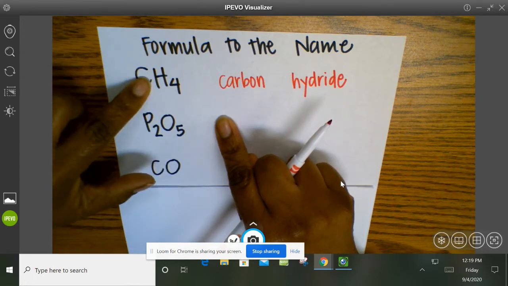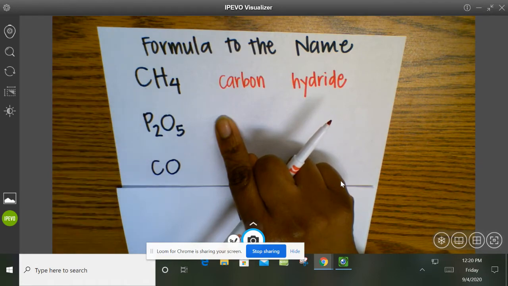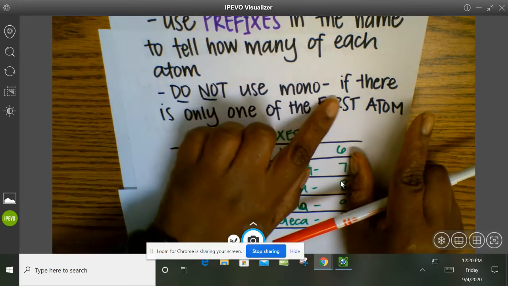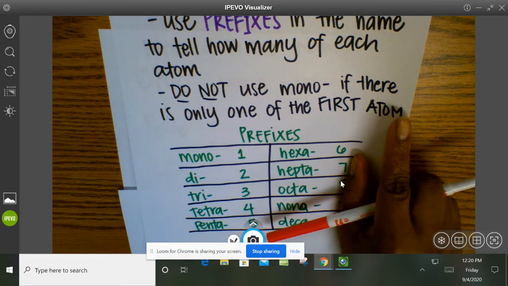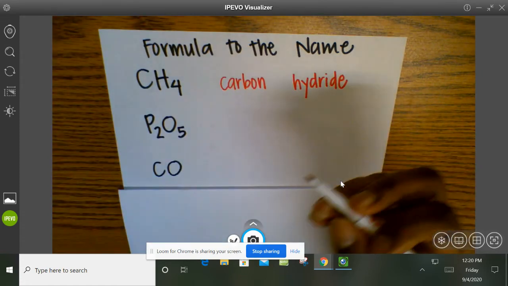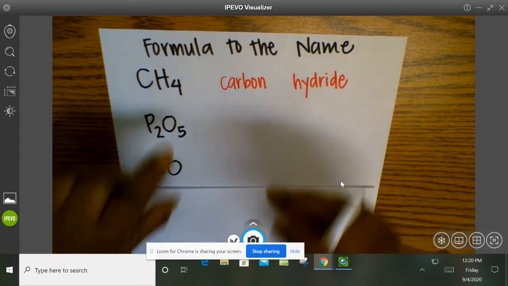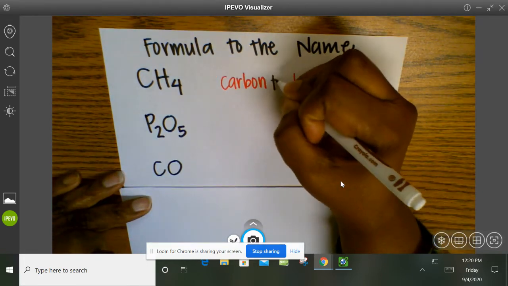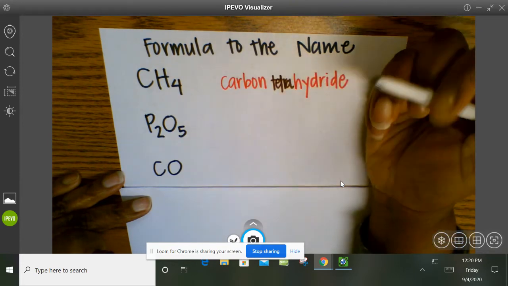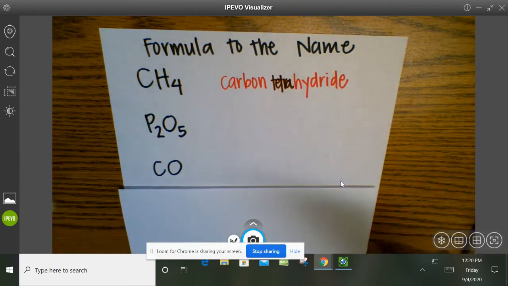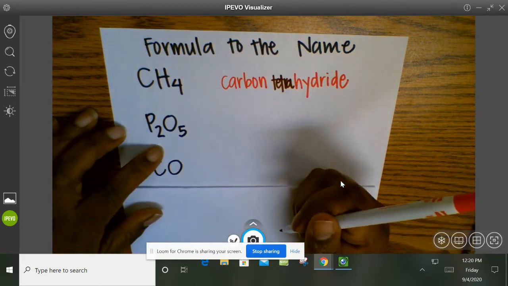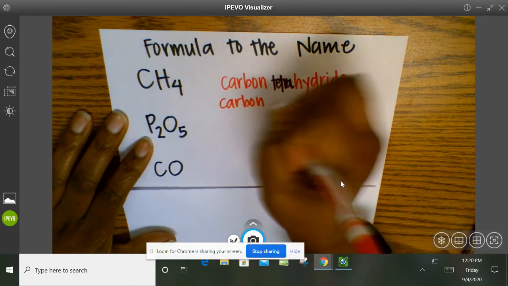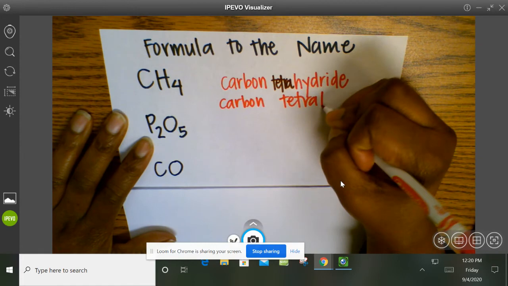There's no subscript after the C, so it's understood to be 1. And according to this rule here, if we just have one of the first atom, we do not use the prefix mono. So it's just going to be carbon. All right, there's the 4 after the H, so we're going to use the prefix tetra. And I didn't give myself enough space. So that's carbon tetrahydride. Okay, so for the second one, I just want to rewrite this. So it's going to be carbon tetrahydride.